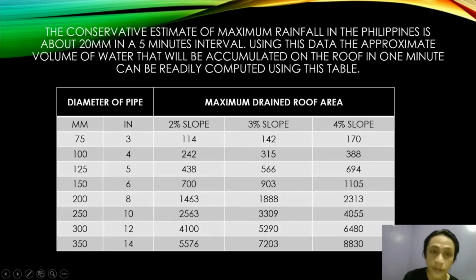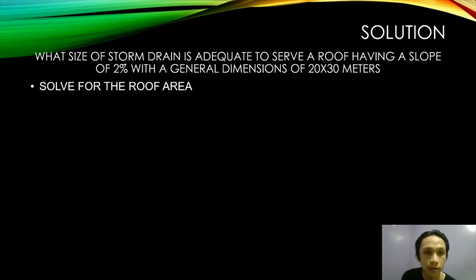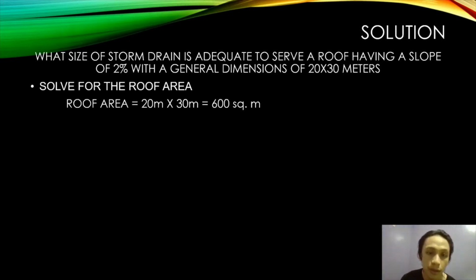In order for us to understand how to use this table, I'm going to show you an example. What size of storm drain is adequate to serve a roof having a slope of 2% with a general dimension of 20 by 30 meters? So how do we solve this one? First, we solve for the roof area. As the dimension has already been given, it's easy for us to determine the roof area. It's only 20 times 30, so we get 600 square meters.